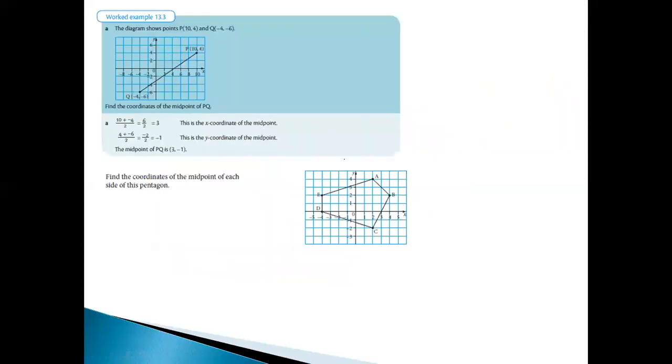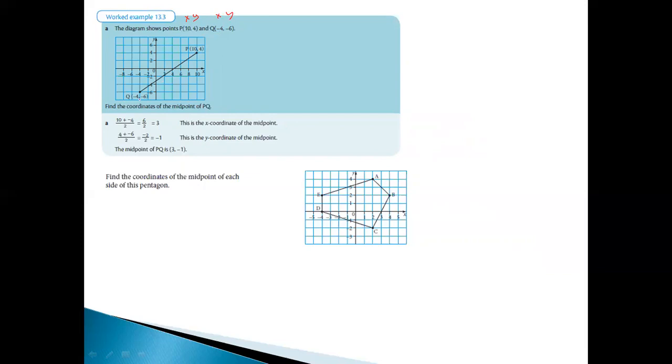Okay, on the next page we have some examples. The first worked example, 13.3. The diagram shows points P and Q. We have 2 points and their values. The first value is x every time, and the second value is always y. And also here you can follow x and y.